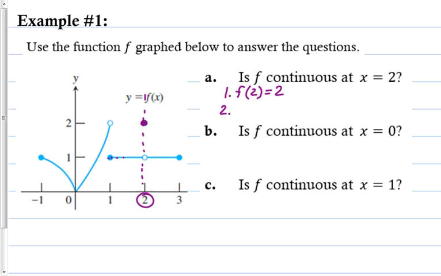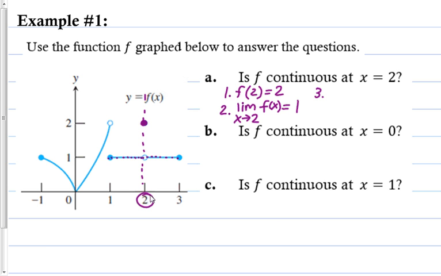So from the left, my limit is 1, and from the right, my limit is 1, right? So the limit as x approaches 2 of f of x here is 1. So my limit exists and it equals 1. Now part 3 says that both part 1 and part 2 have to be equal.